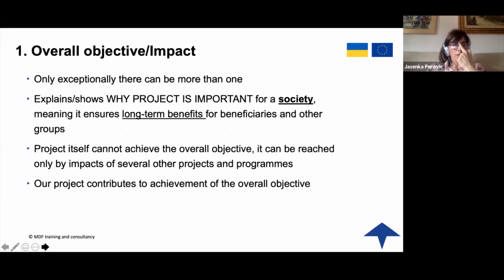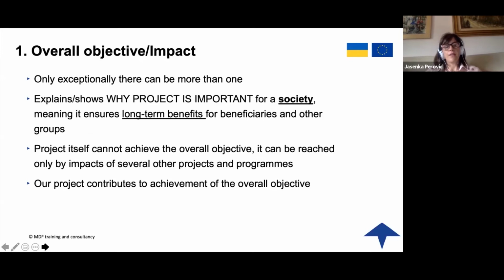So just one more reminder, the number of the overall objectives is often 1. In very rare cases, you can have more than 1. This is some practice in project development, especially at the level of the civil society, and it shows why a project is important for society. Okay, we said it's long term.